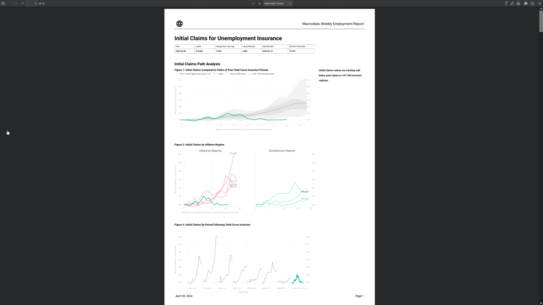This framework utilizes these events as the starting point for analysis, tracking the subsequent path of employment data over time and comparing it to the paths of the same data set following previous instances of the same trigger event. This approach is valuable because trigger events often herald shifts or turning points in the economic landscape, which can profoundly affect employment data, leading it to behave in predictable ways.